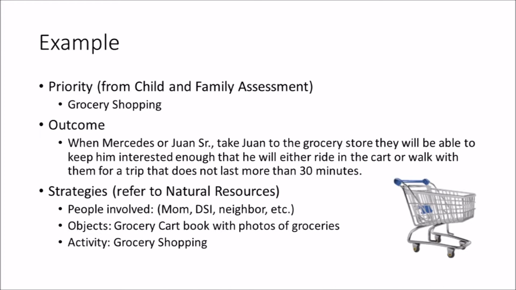So the family, prior to developing this plan, had only been able to go grocery shopping at night when both parents were home and weren't able to take Juan with them. So one parent would stay home with Juan Jr., and the other parent would go and do the weekly shopping. Through discussion, the team agrees that success will look like our outcome listed here.